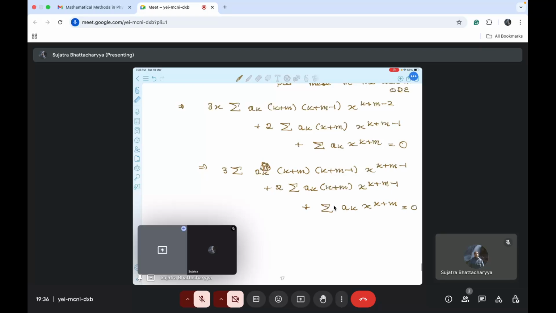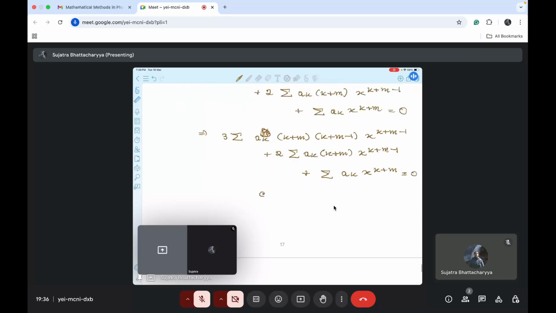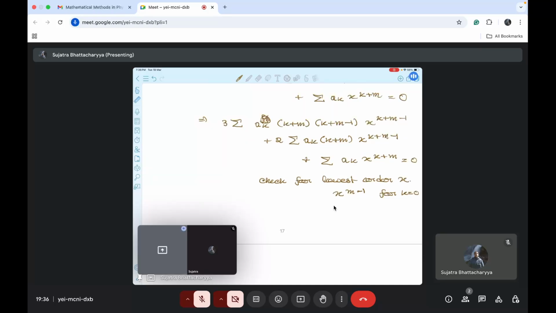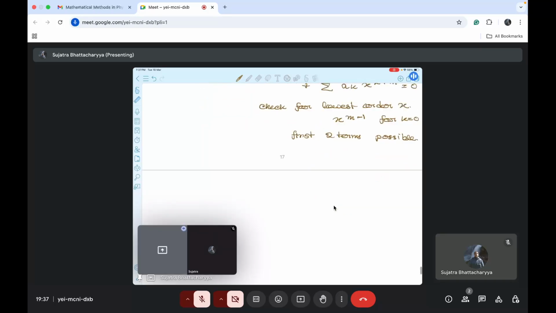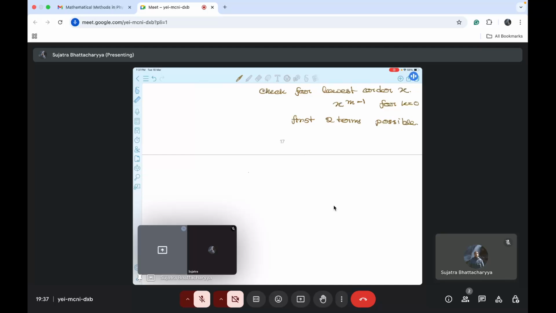Done. Now what? Check for the lowest power, or lowest order of x. So it will be x to the power m minus 1 for k is equal to 0. Okay, so this can be done here. The first two terms are possible, the third term is not possible. So you write the first two terms.